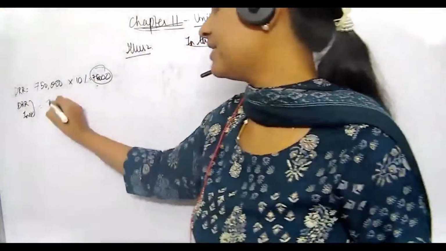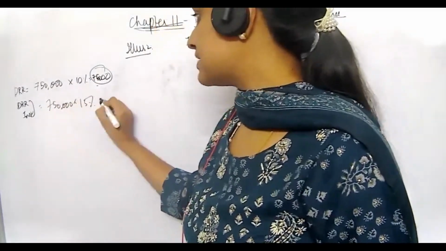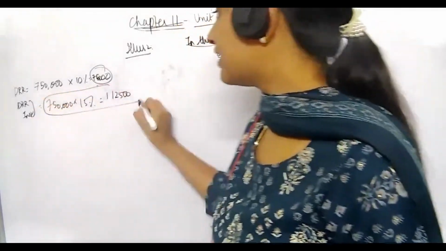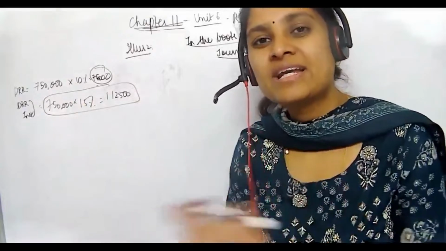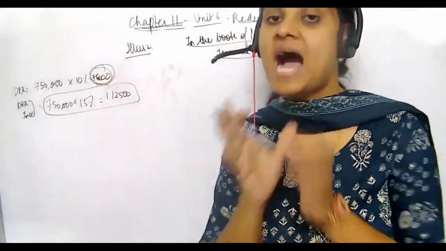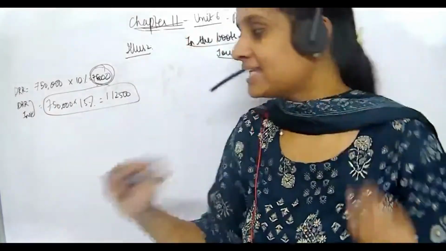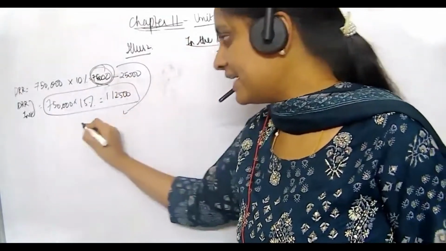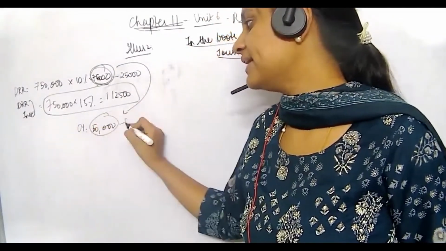Yes. So 7,50,000 into 15% gives me 1,12,500. Already the investment is made, so I need not create anything extra. But when I come here for the DRR, I need 75,000. But already the balance that is existing is 25,000. So in the current year, I should transfer 50,000 to my DRR.